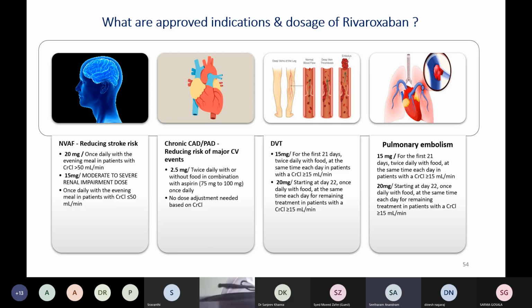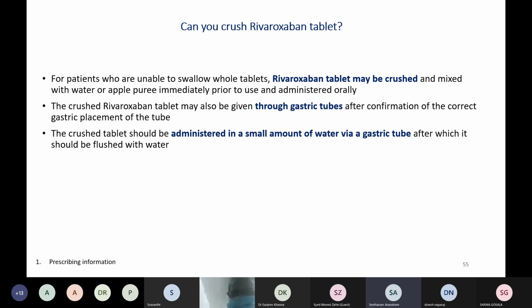This I've already touched upon. So what are the approved indications? It is used for the prevention of stroke in non-valvular atrial fibrillation, coronary artery disease, DVT for both prophylaxis and treatment, and then pulmonary embolism.